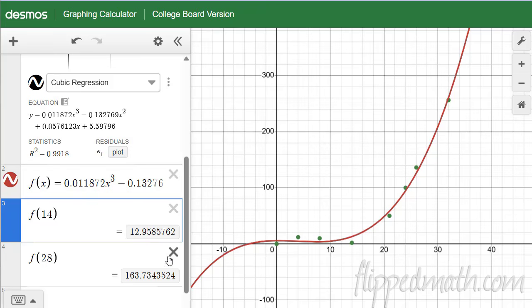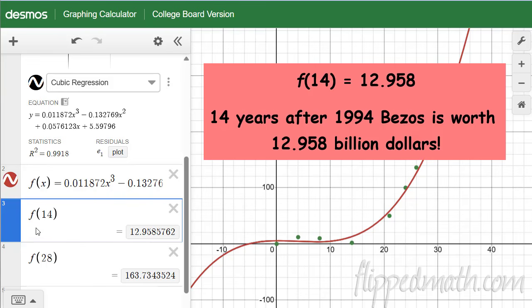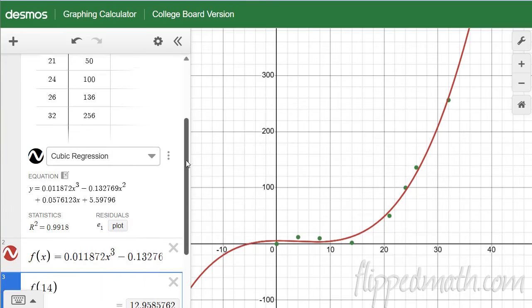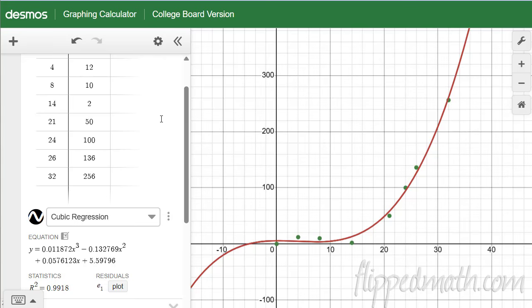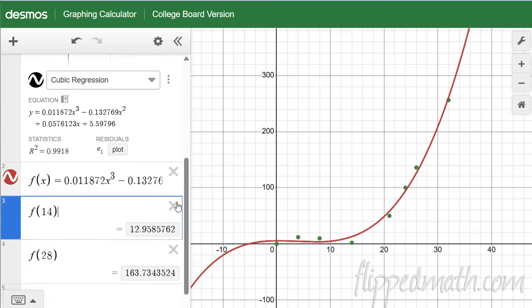All right, so I just want to make sure we know what these points mean. So when you plug in 14, 12.958 comes out. That means 14 years after 1994, Bezos is worth $12.958 billion. So again, be careful because the table is going to tell you, sure, he was only worth 2, but according to our model's overestimating here. It's a little high, just a couple billion. But you can see it down here at 2. The real life data was 2, but according to our model, we would have been off here by about $11 billion, just $11 billion.